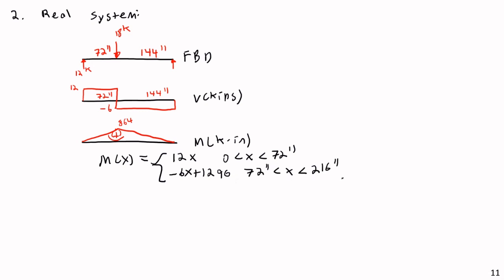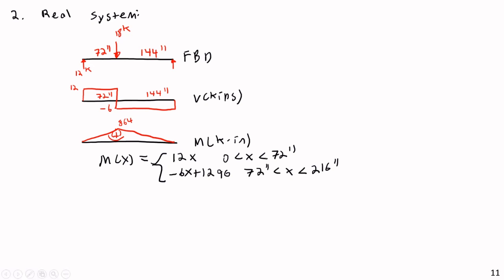So again, 216 inches is the total length of the beam, and these functions can be obtained simply by using y equals mx plus b and known ordered pairs. Our ordered pairs are (0, 0), (72, 864), and (216, 0).